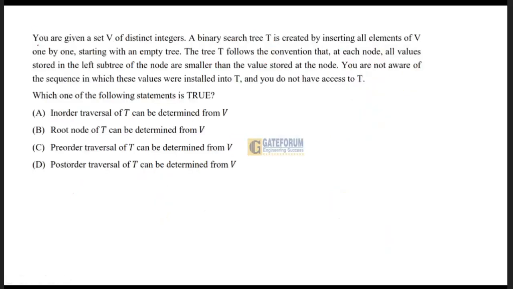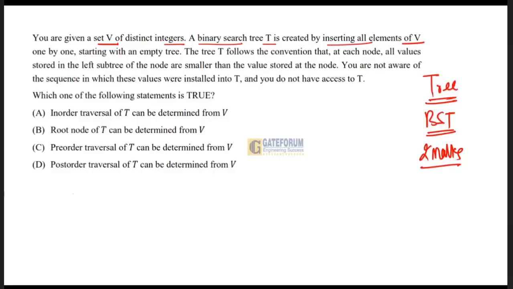The following question: you are given a set V of distinct integers, and a binary search tree T. The question was asked from programming in C and data structure, and the topic is the tree data structure. Inside tree we are using BST, binary search tree, and the question was asked for 2 marks. So a BST is created by inserting all elements of V one by one.